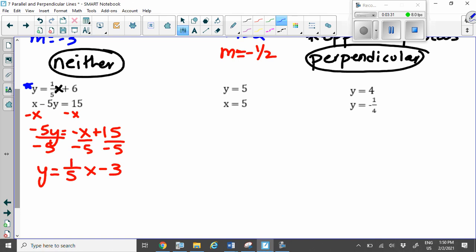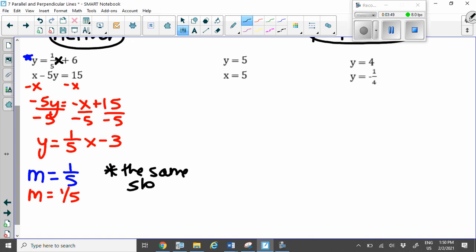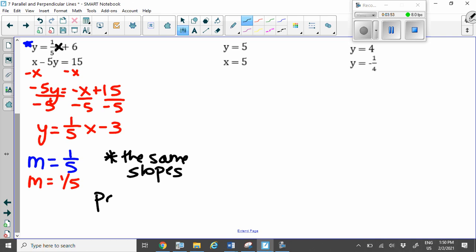So let's notice the two slopes. For the first one, which I marked in blue, that slope is 1/5, and the one that we just did is also 1/5. Notice they have exactly the same slope. So when we have the same slopes, that means the lines are parallel.